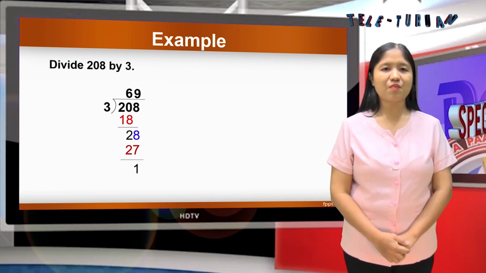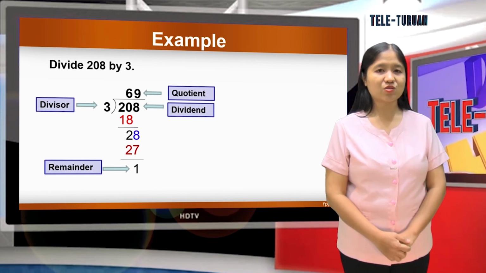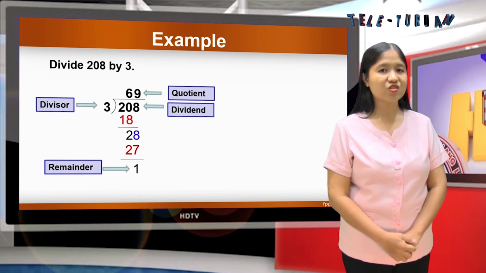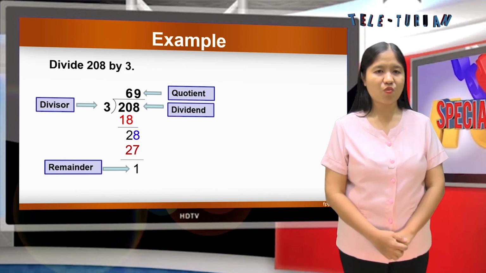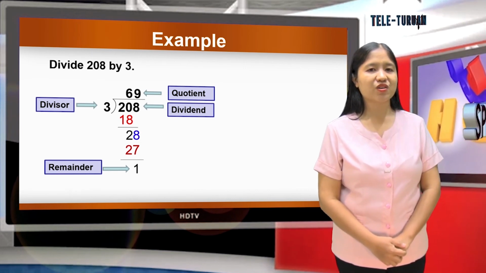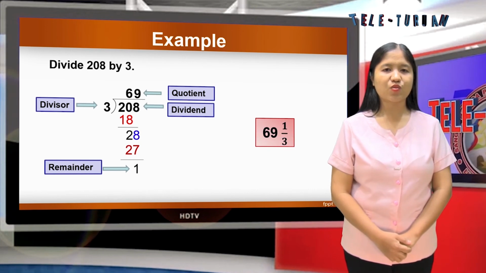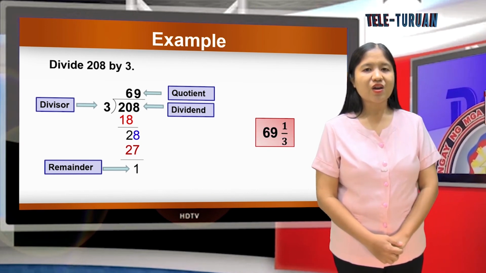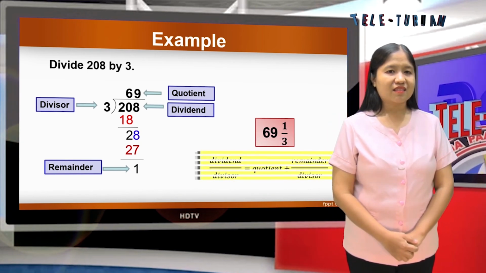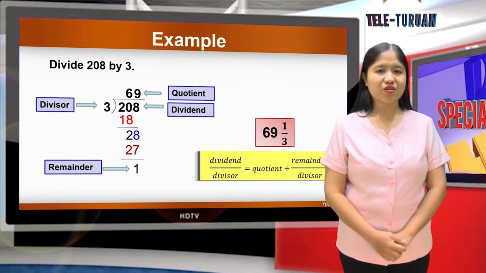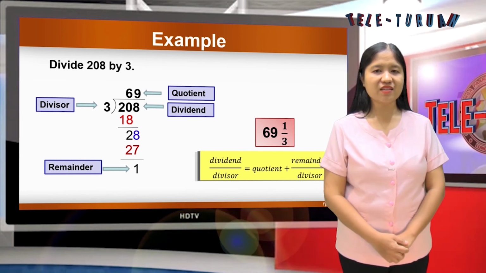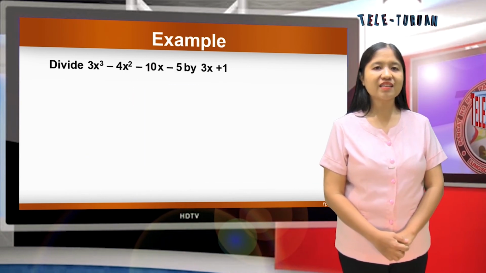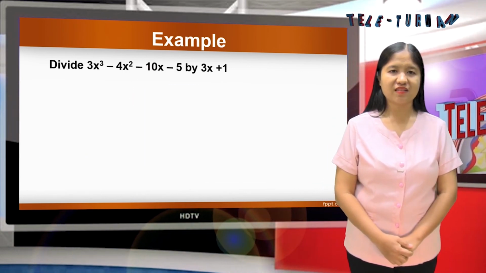In the given example, the dividend is 208, the divisor is 3, the quotient is 69, and the remainder is 1. Our final answer is 69 and 1/3. Generally, you can write dividend divided by divisor is equal to quotient plus remainder over divisor. Now, let us have an example in polynomial.